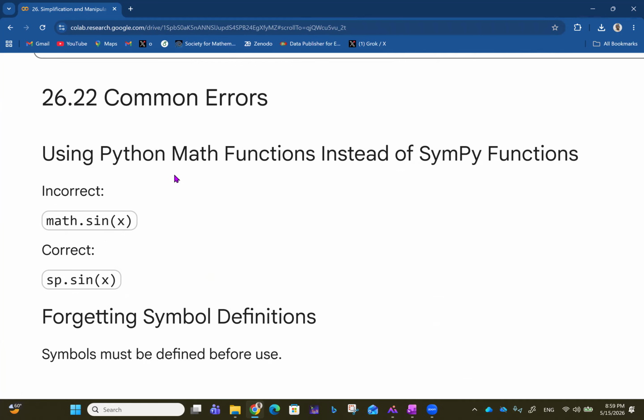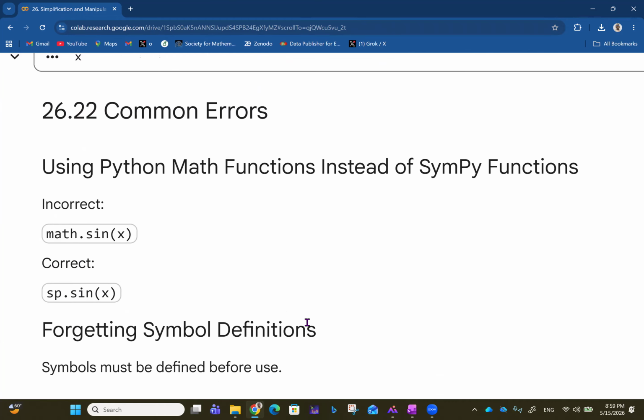Then, common errors: using Python math functions instead of SymPy functions. It is incorrect to say math.sin(x). The correct thing is sp.sin(x) because you are doing symbolic work. If you use math.sin, you may not get the same result as when you use sp.sin, because you are dealing with symbolic mathematics.